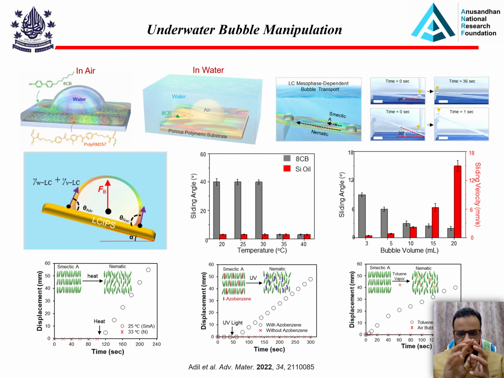In addition to temperature, we can also use other stimuli like UV. As I already mentioned previously, UV can also be used for displacing the gas bubble from one place to another underwater. We can also use the chemical environment, because this liquid crystal is also sensitive to some chemical environments. If we expose it to different chemical environments where it changes its liquid crystal phase, we can also use that as a stimulus for the movement of gas bubbles from one place to another.